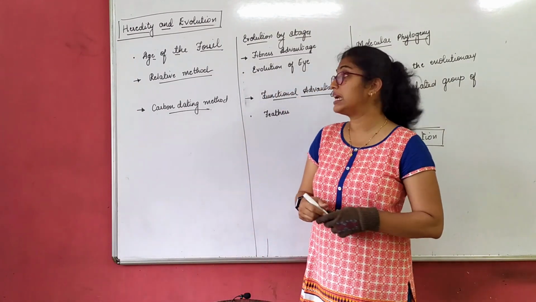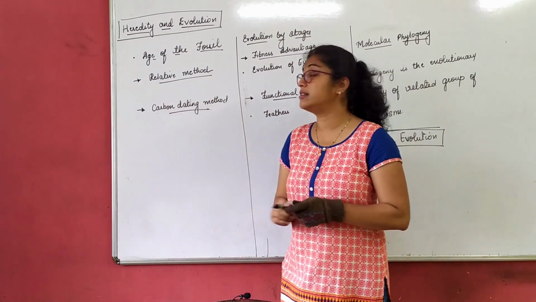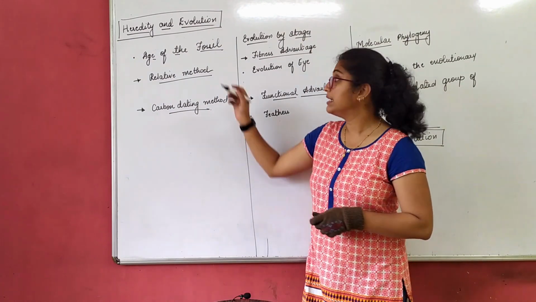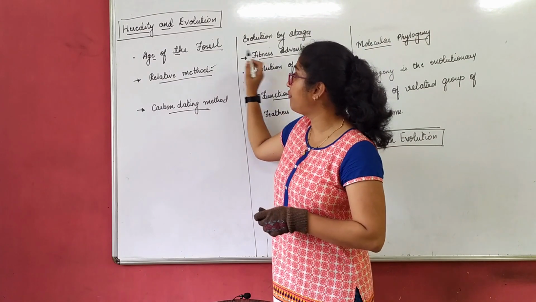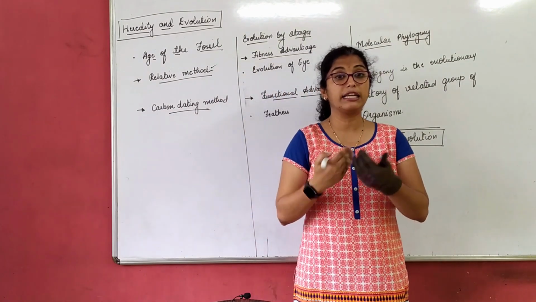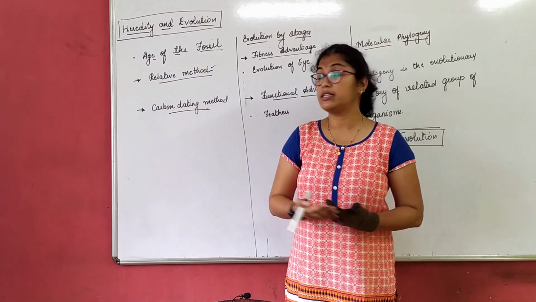Now how do we do that? We do that by two methods, that is the relative method and the carbon dating method. Now the meaning of relative method is by comparing. Relative means we are comparing it to one another. How do we do this?